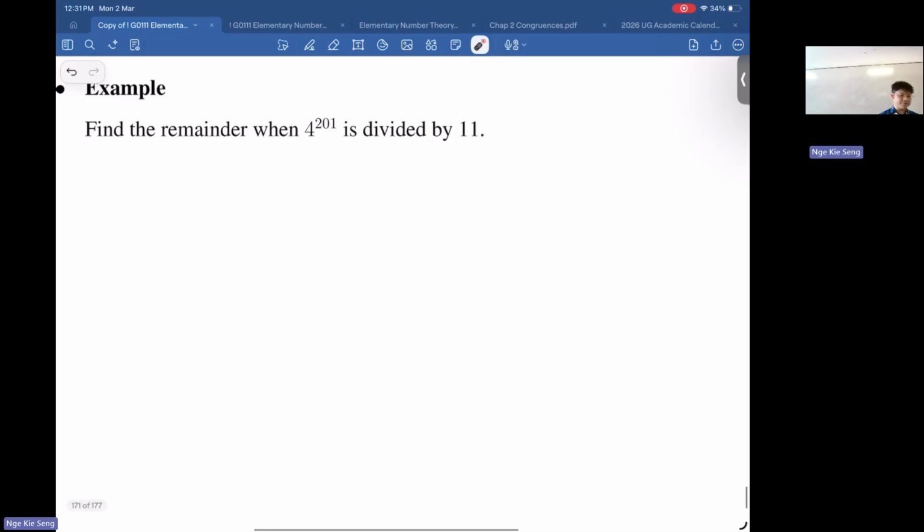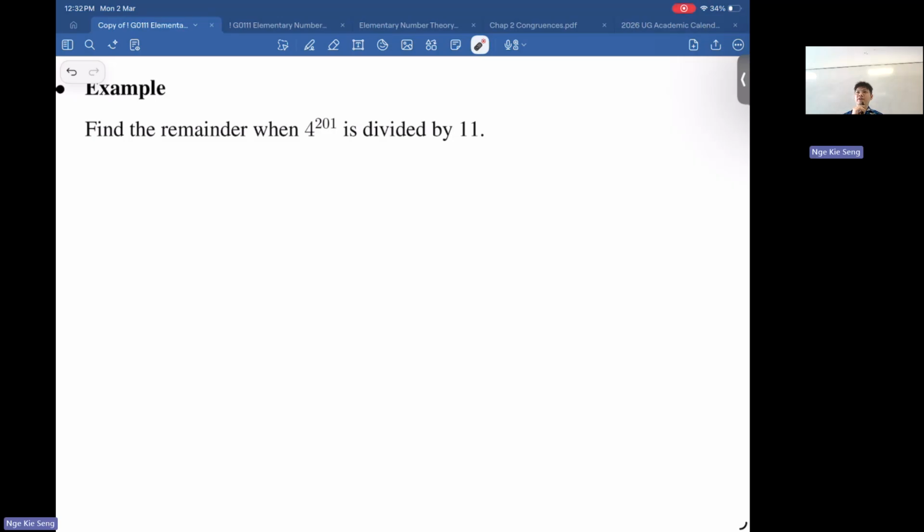Okay, so let's look at this. Let's find the remainder when 4 to the 201 is divided by 11. Remainder means what? You need to find it modulo some other number. The remainder mod 11. Okay. So can you apply Fermat's little theorem here or not? So far, cannot, right?